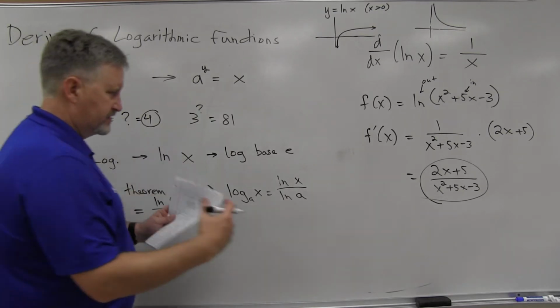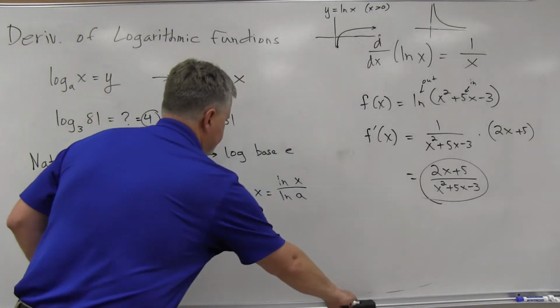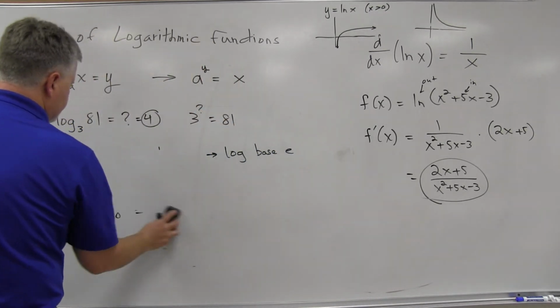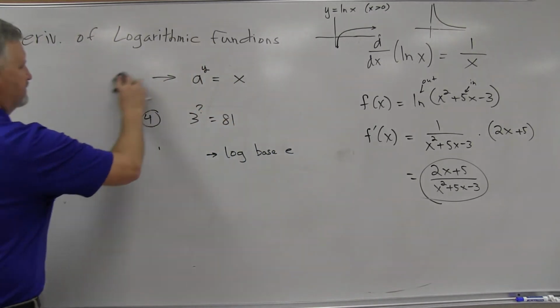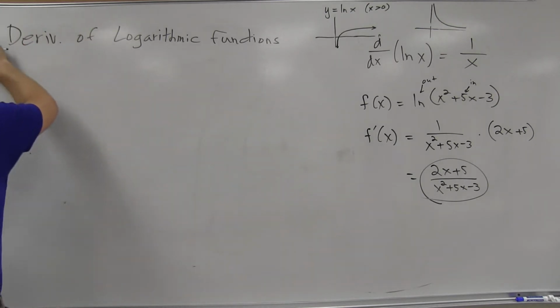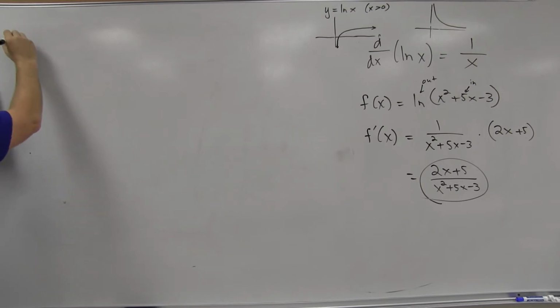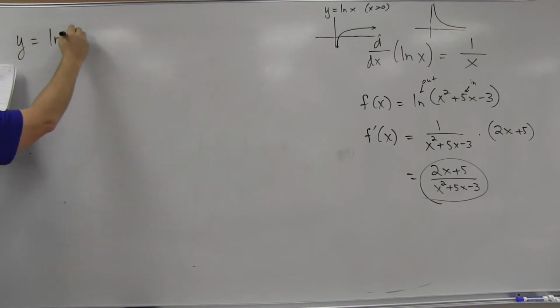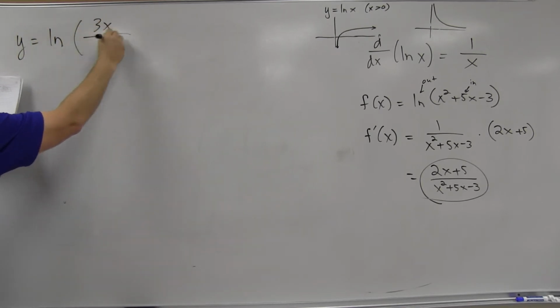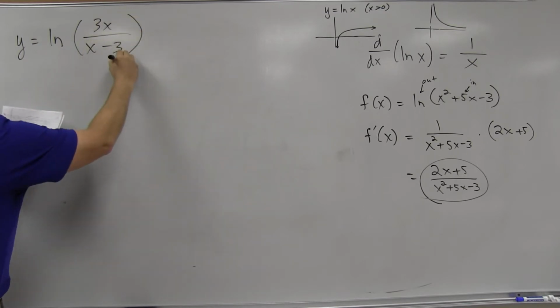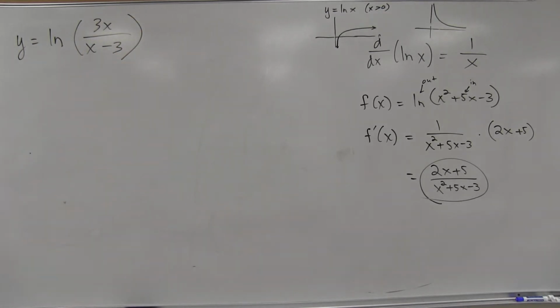Yeah, let me mention this because of one thing that happens, just to show you as far as simplifying goes, because I'm pretty sure it comes up in the homework. You see it. That is this one. All right, so say we got y equals ln of 3x over x minus 3. What's the derivative?